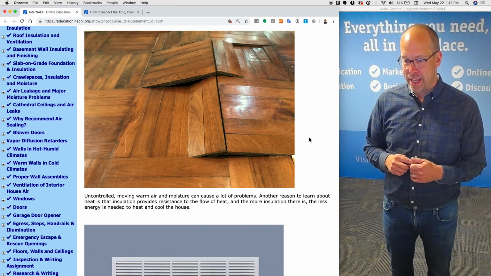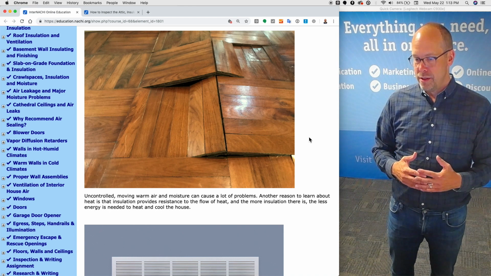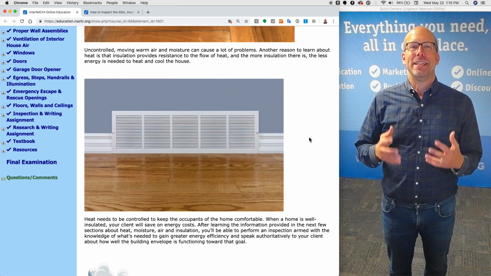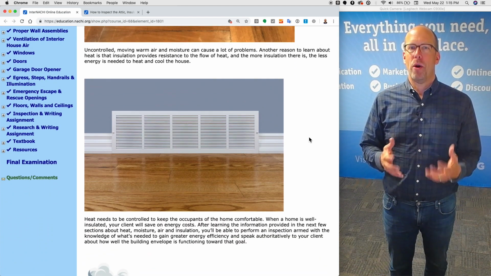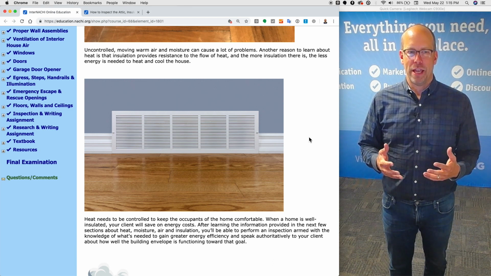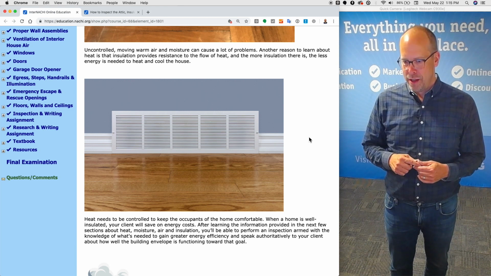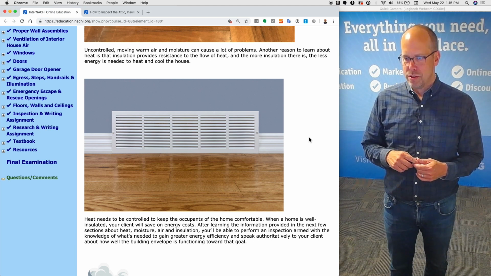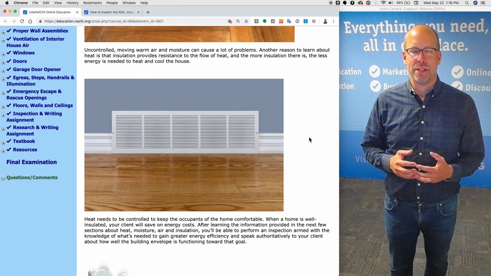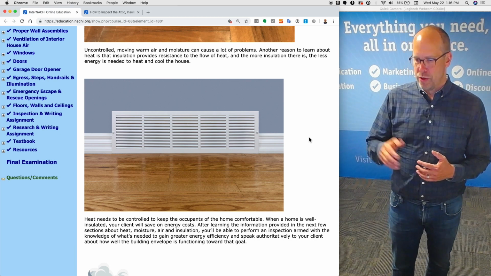Another reason to learn about heat is that insulation provides resistance to the flow of heat, and the more insulation there is, the less energy is needed to heat and cool a house. Heat needs to be controlled in order to keep the home occupants comfortable, of course. And when a home is well insulated, your client will also save on heating and cooling costs. After learning the information provided in the next section about heat, moisture, air, and insulation, you'll be able to perform an inspection armed with the knowledge of what's needed to gain greater energy efficiency and speak authoritatively to your clients about how well the building envelope is functioning toward that goal.